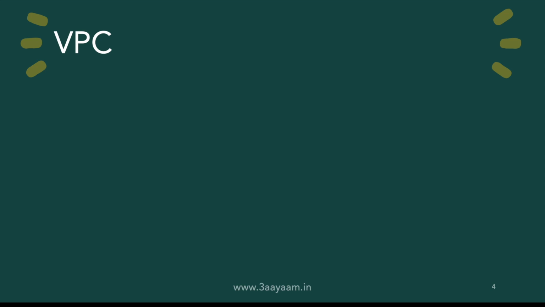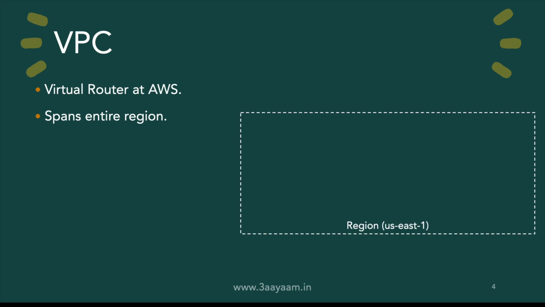Okay, so now what is VPC? The full form of VPC is Virtual Private Cloud. As it is a virtual private cloud, it is virtual. VPC is basically a virtual router at AWS and it spans the entire region. Let's say we are using region US East 1 or North Virginia, and if we create a VPC, the VPC will span the entire region. So the presence of VPC would be there in the entire region.